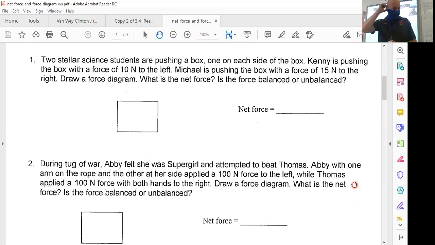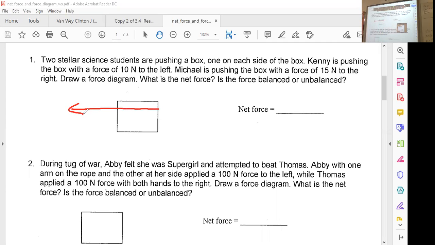The next problem says, two stellar science students are pushing a box, one on each side. Kenny is pushing the box with a force of 10 newtons to the left. So my approach to this, I'm going to start drawing my force vectors because that just makes things easier for me. As I read them, I'll draw them. You might decide that you like to do it a different way, but this is the way I like it. So Kenny's pushing. If he's pushing the box to the left, that means he's touching it here at this point, and he is pushing it this direction. And it says 10 newtons.